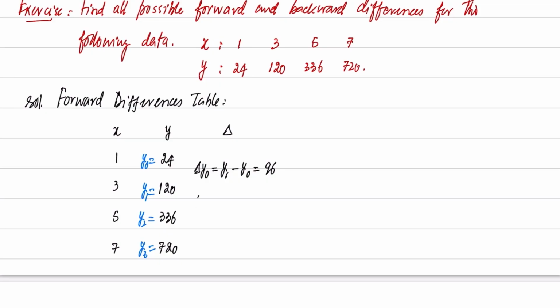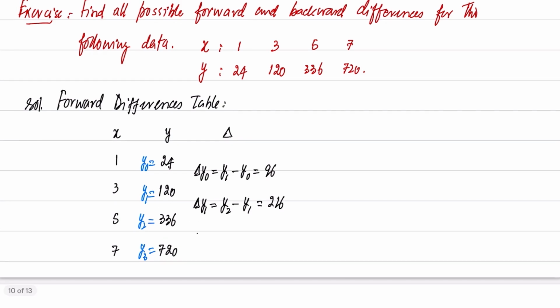Now similarly delta y1 will be equal to y2 minus y1. So this will be 336 minus 120, that is equal to 216, in the middle of the second and third row. Now delta y2 is equal to y3 minus y2, the difference of 720 and 336, that is 384. So this is our table of first forward differences.